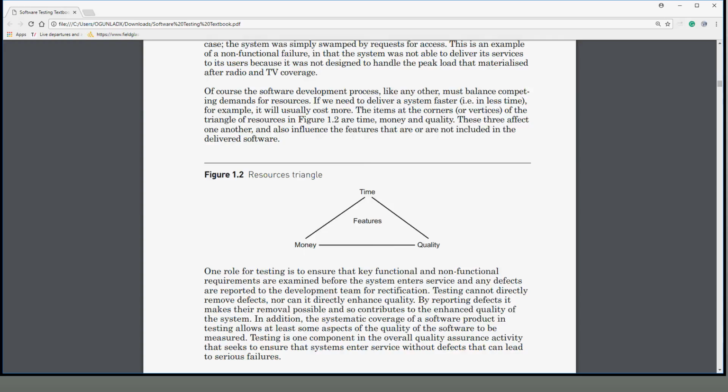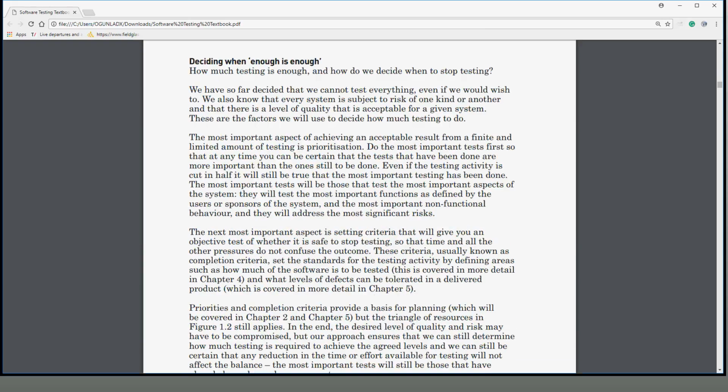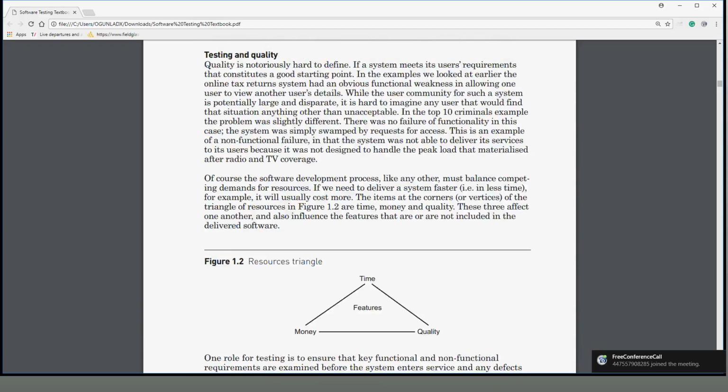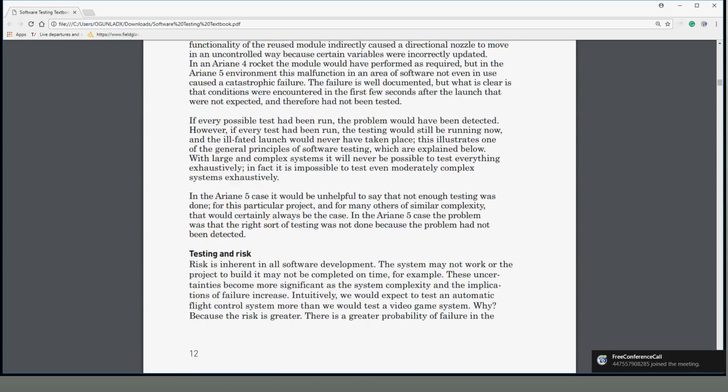Okay. So I think these are okay. One minute.